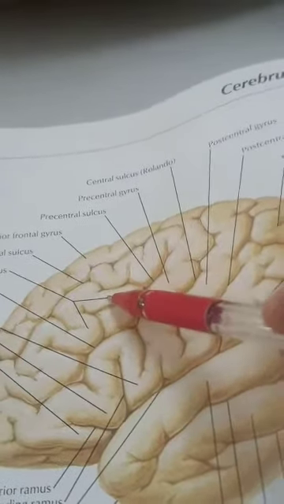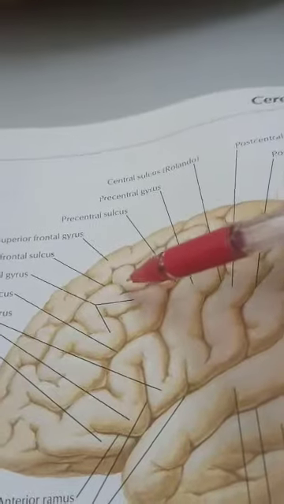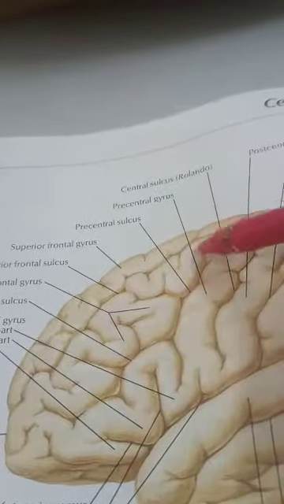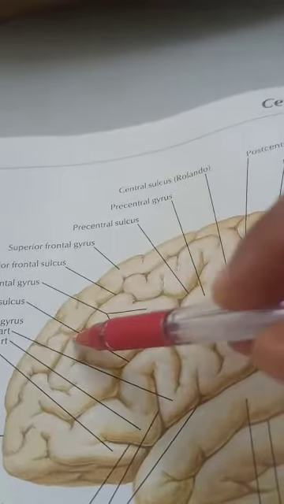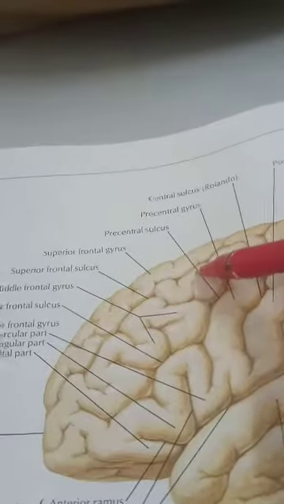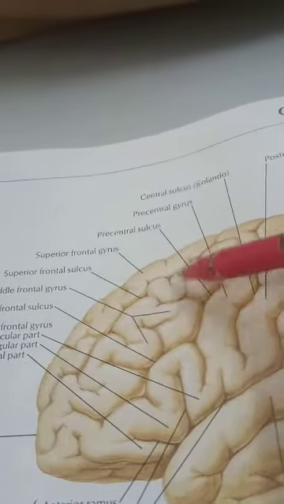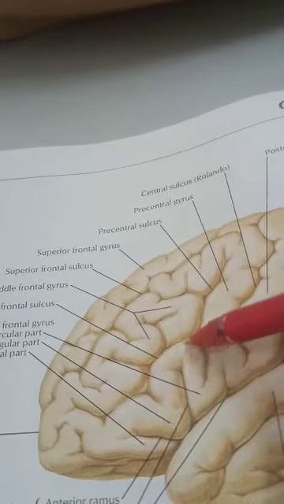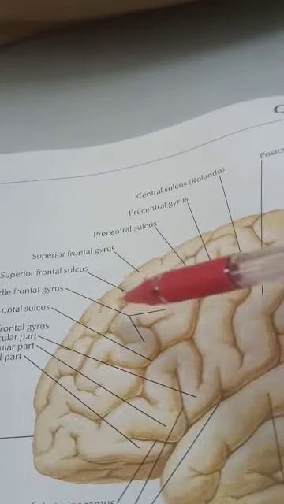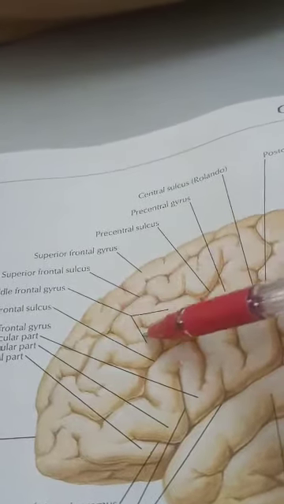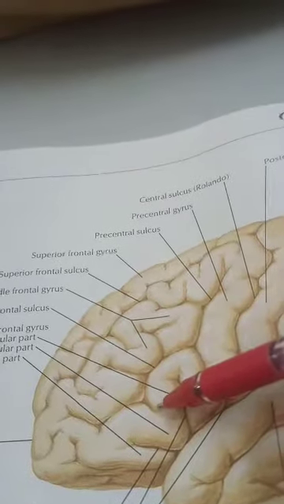Okay. Then anterior to the precentral sulcus we can see the frontal lobe is divided by a superior frontal sulcus and inferior frontal sulcus. So these two sulci divide it into superior frontal gyrus, middle frontal gyrus and inferior frontal gyrus.